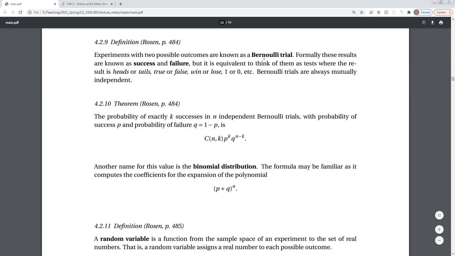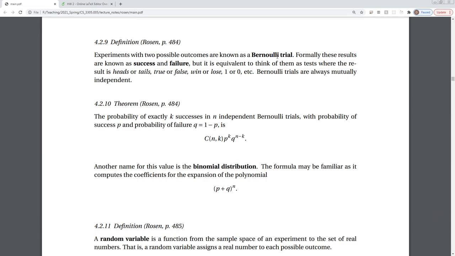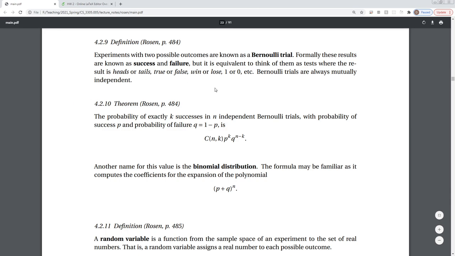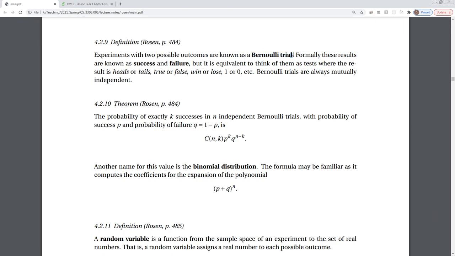So there's a special type of experiment called a Bernoulli trial, and this is pass-fail, success or failure, heads or tails, true or false, win or lose, one or zero, anything where it either happens or it did not happen. Whatever it is, it's called a Bernoulli trial. In computer science, we use the term Boolean, right? So it's a Boolean event. It's either true or false. But the broader term, especially in statistics, is Bernoulli trial.